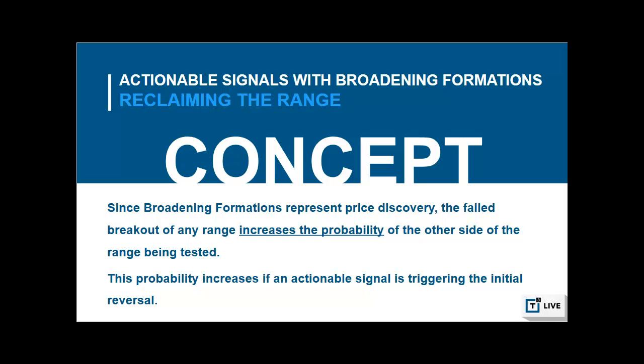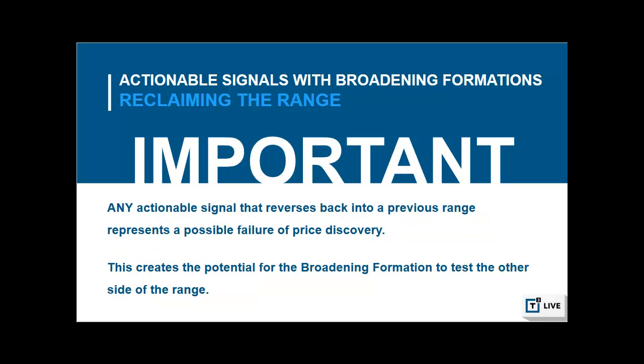And since broadening formations represent price discovery, the failed breakout of any range increases the probability of testing the other side of the range, right? It also increases if we have an actionable signal triggering the initial reversal to do it, all right? Because as we'll see, test the side of the range, test the other side, right? If things traded in horizontal lines, it would be very simple. Those tests would be right to the penny. We know that they're not, based on the fact that outside bars exist. All right. So remember, any actionable signal reverses back to the previous range, with potential to test the other side, right? Okay.